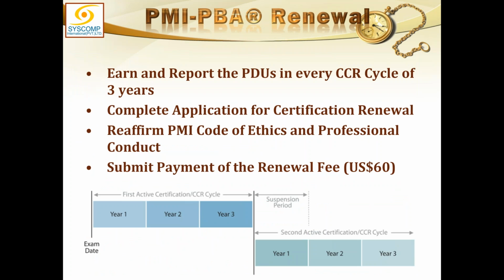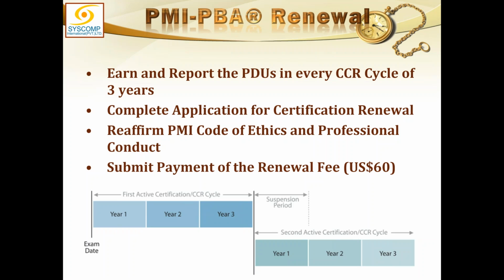Now, after you have done your PMP, PBA, and you have been certified for 3 years as PBA, by the time the 3 years are complete, before that, you must not only fulfill the requirements of 60 professional development units, but also must be able to renew by paying $60 if you are a member and $150 if you are not a member. Your renewal will start immediately after the previous cycle has completed.